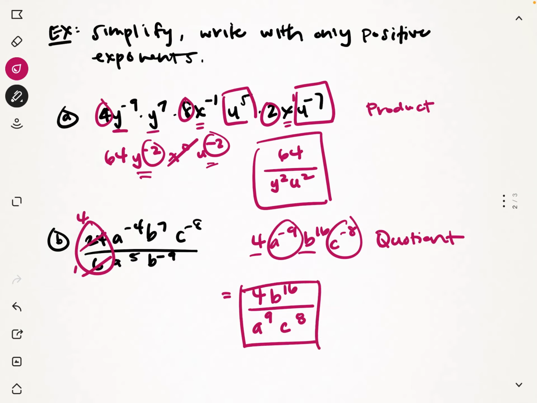All right, so hopefully this review was good for you. Again, these things are very important to those of you who are moving on to higher levels of math. And the sooner you understand the rules for exponents, the easier it's going to get down the road. Okay, good job.